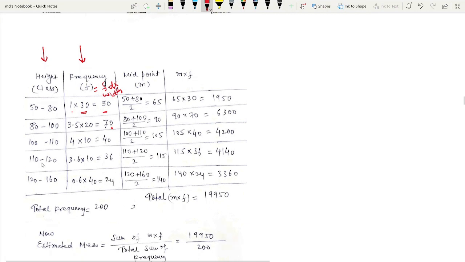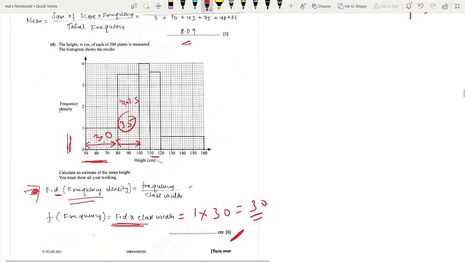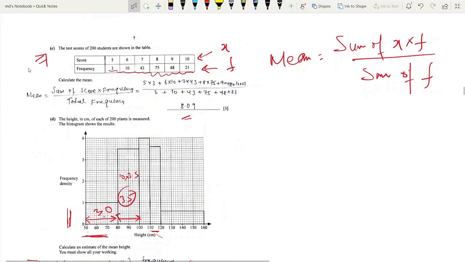So for 110 to 120, the frequency density is 3.6, the gap is 10, so the class width gives a frequency of 36. And for the class 120 to 160, the frequency density is 0.6, and the gap is 40, because 160 minus 120 is 40, so the frequency is 24. So we got the frequencies, right? When we found the mean, these were x values, I mean scores. Some values were given and frequencies were given. So it was a very simple question.